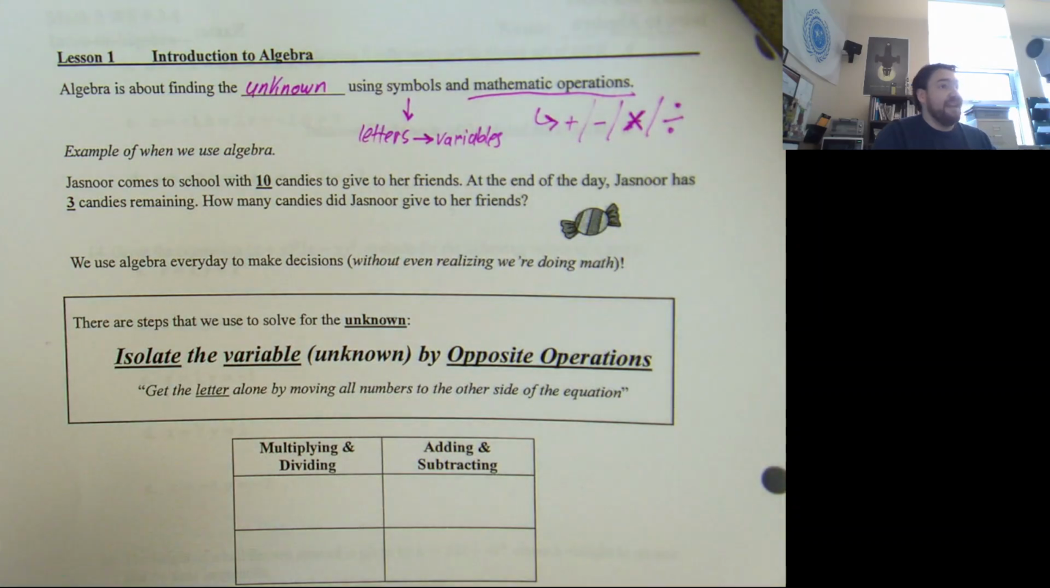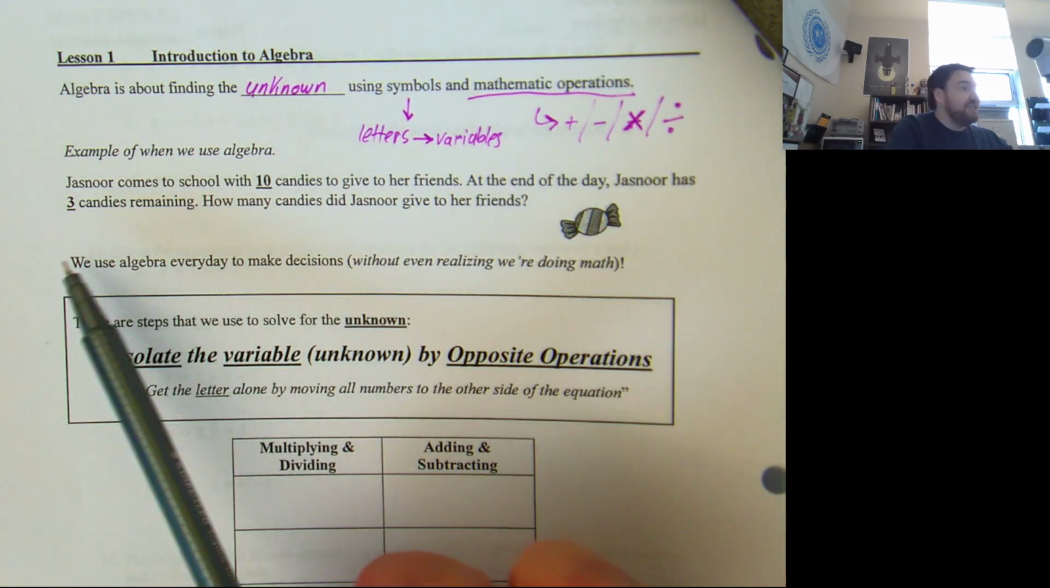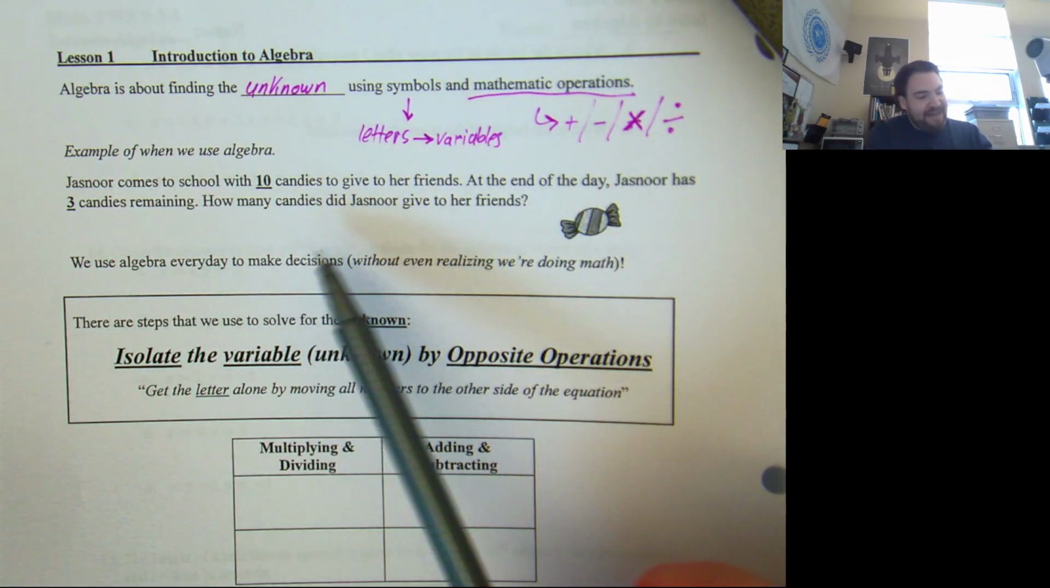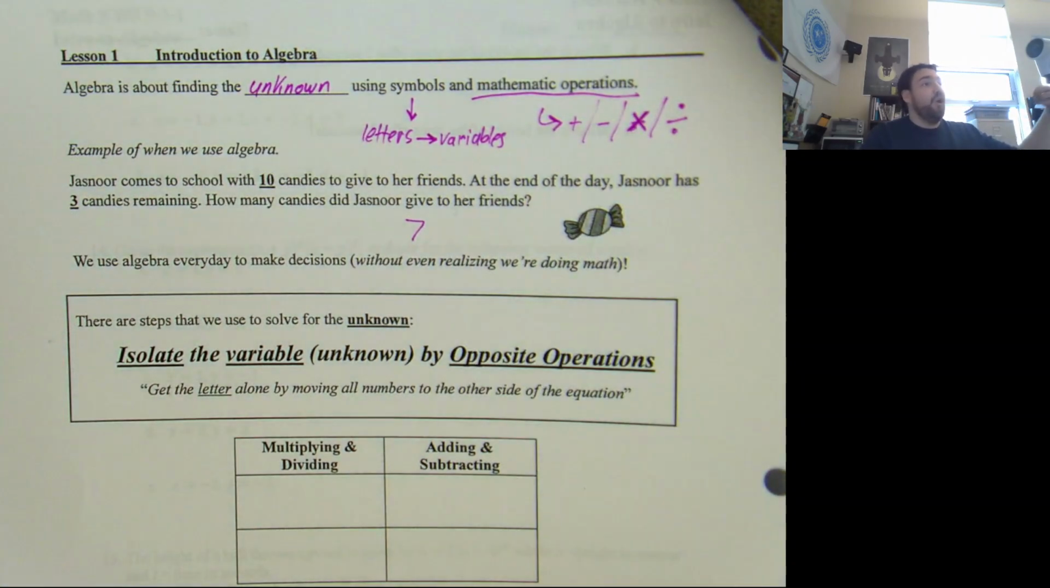Now here's a really simple example of somewhere where algebra might show up. We have someone named Jasnor. They have come to school with 10 candies to give her friends. At the end of the day, she has 3 remaining. How many candies did she give away? Ethan already said 7. Really straightforward, quite easy.